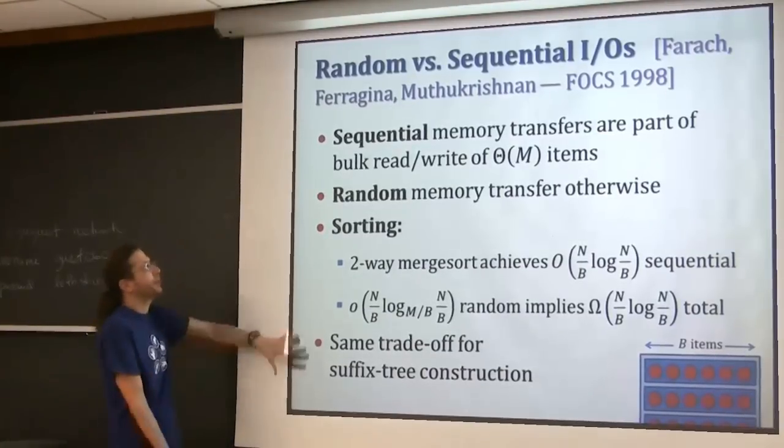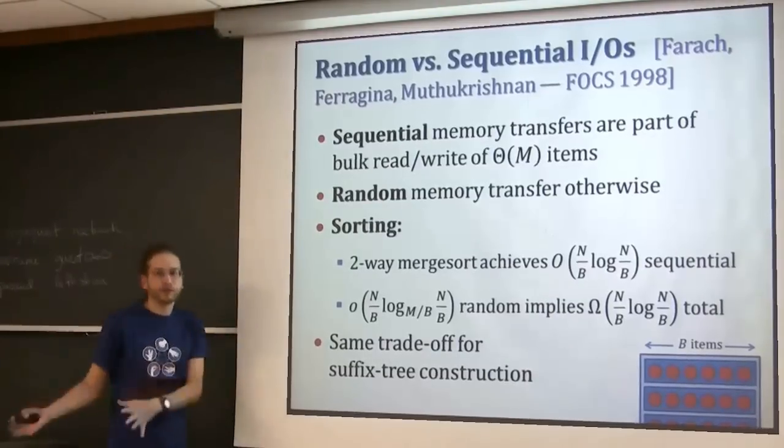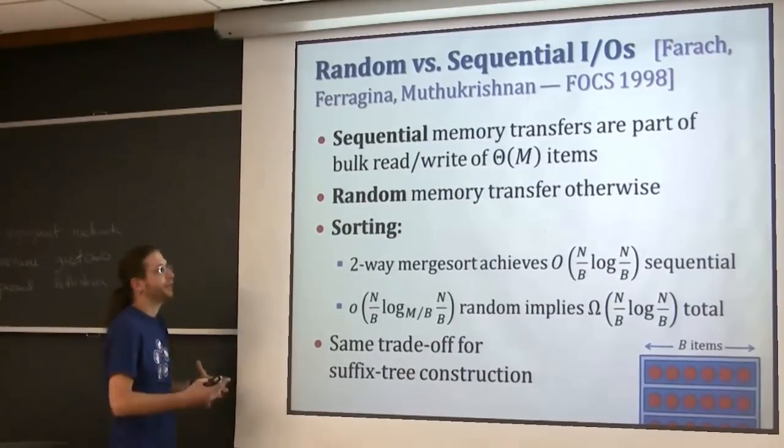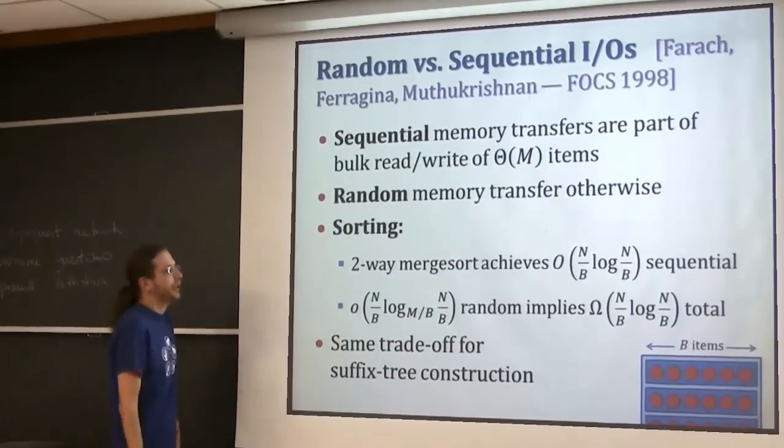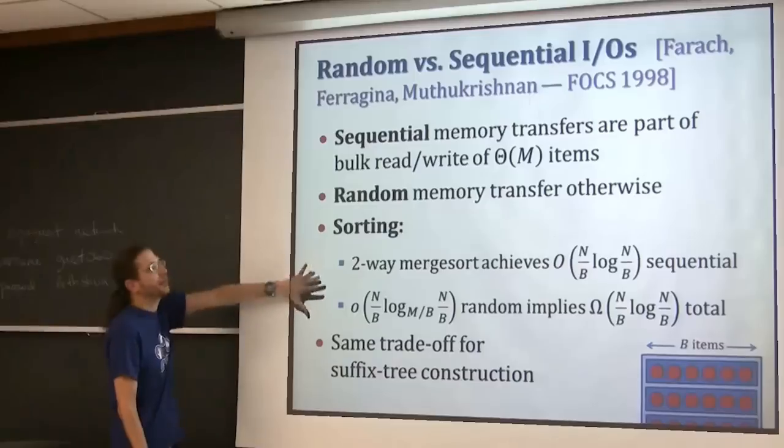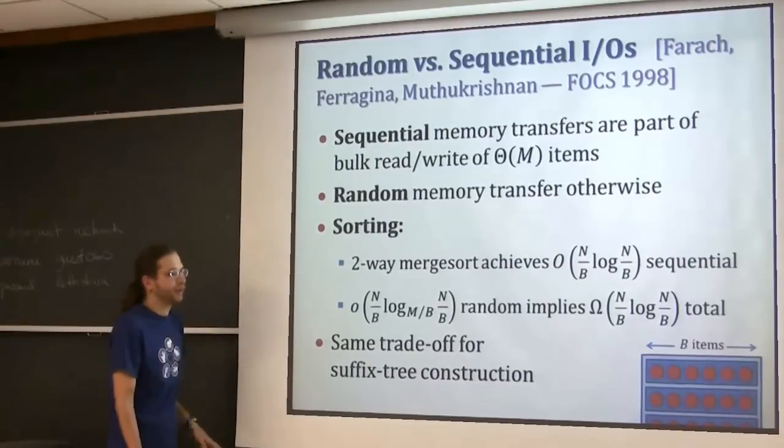And the main point of this paper was to solve suffix tree construction in external memory, and what they prove is it reduces to sorting, essentially, and scans are good. So you get this exact same trade-off for suffix tree construction.